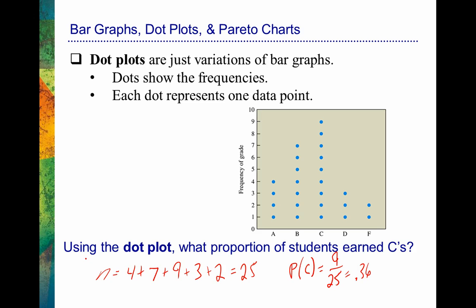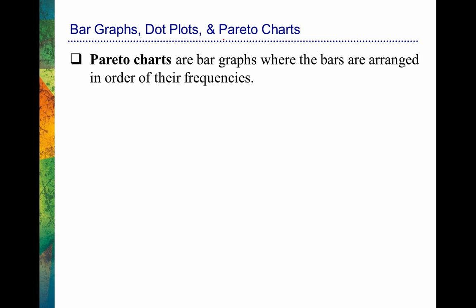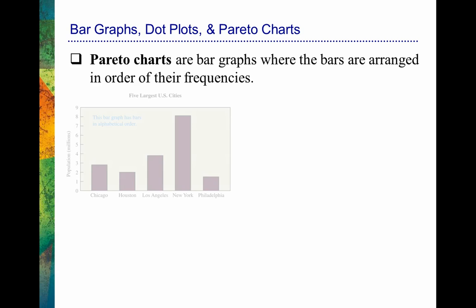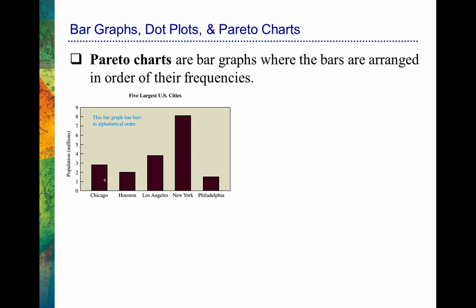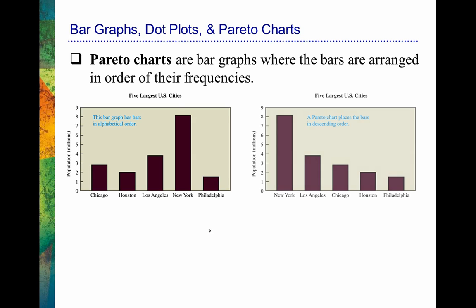All right, let's go ahead and look at Pareto charts. Pareto charts are another type of bar graph that fall into this category. In this particular case, all we're doing is arranging the bars in the order of their frequencies. You'll see it's very simplistic. So here we have some bars representing the population in millions in each one of these cities. About 3 million people in Chicago, 2 million or so in Houston. The only thing we do in a Pareto chart is order these from the largest frequencies down to the smallest frequencies. So it looks like this.